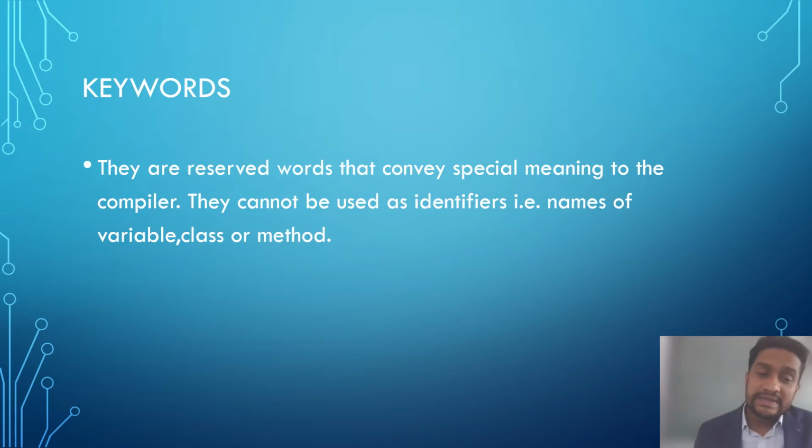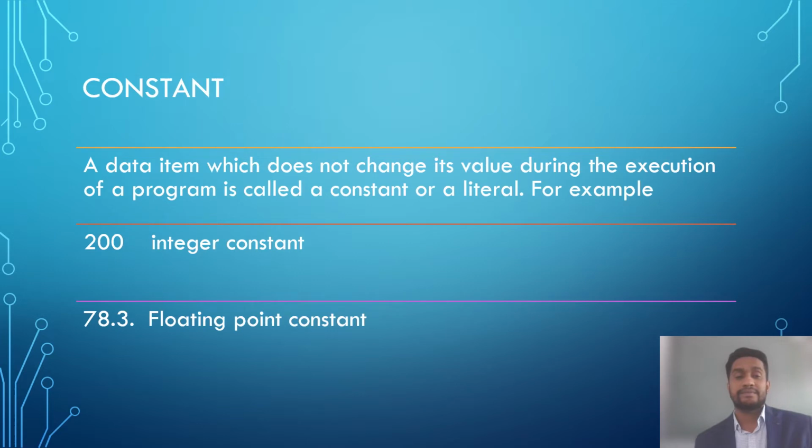What are keywords? They are reserved words that convey special meaning to the compiler. They cannot be used as identifiers. It is mentioned here that we cannot use keywords as identifiers because they have special meanings to convey to the compiler. Identifiers are the names of variables, classes, or methods.